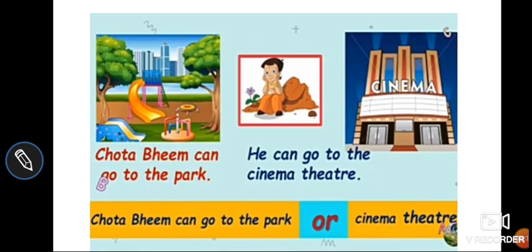Chota Bheem can go to the park. He can go to the cinema theatre. Here Chota Bheem has a choice. He can either go to the park or he can go to the cinema theatre. So how can we combine these two sentences? Chota Bheem can go to the park or cinema theatre.